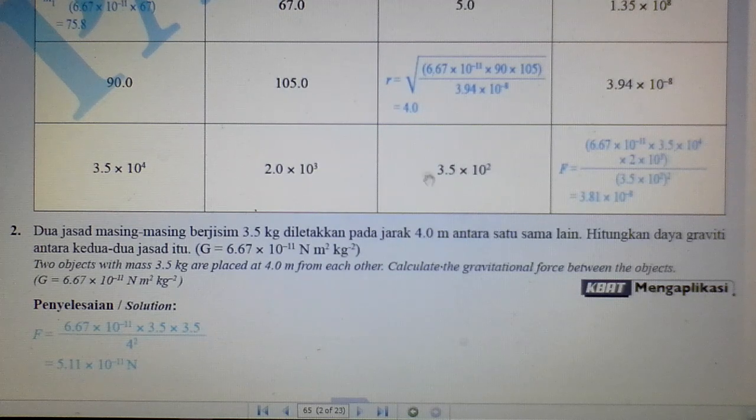As you can see from here, if the masses of both objects are small, like 3.5 times 3.5 here, the force that acts between the two objects is very, very small, like 5.11 times 10 to the power negative 11 Newton. That is also the reason why we cannot feel the force of attraction between us and other objects, like between you and your TV, or between you and your table or laptop. There is always a force of attraction, but the value is very small compared to the gravitational pull of Earth. That is why you cannot feel it.